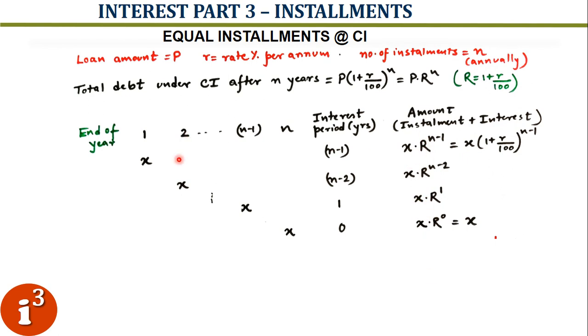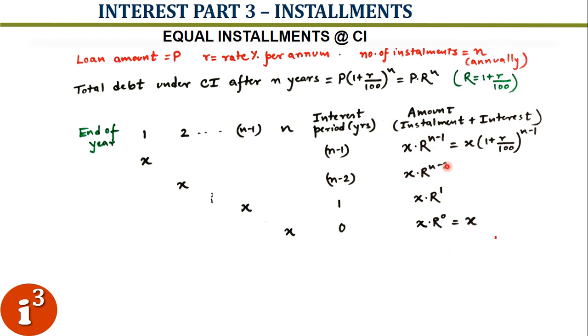So the value of this x will become x into R to the power n minus 1, this x into R to the power n minus 2, this x into R to the power 1, this x into R to the power 0. R to the power 0 is 1, so x. So this is the amount, the sum of x plus x into R to the power 1 plus x. This is the amount.